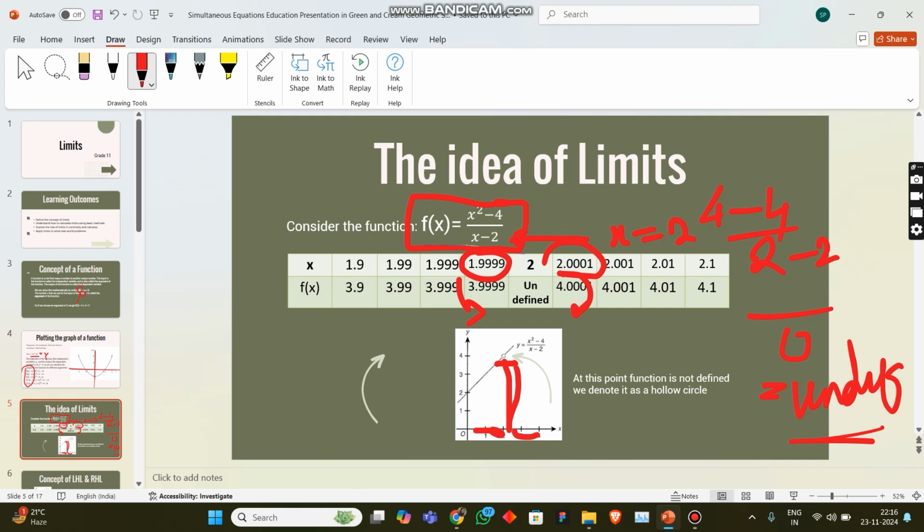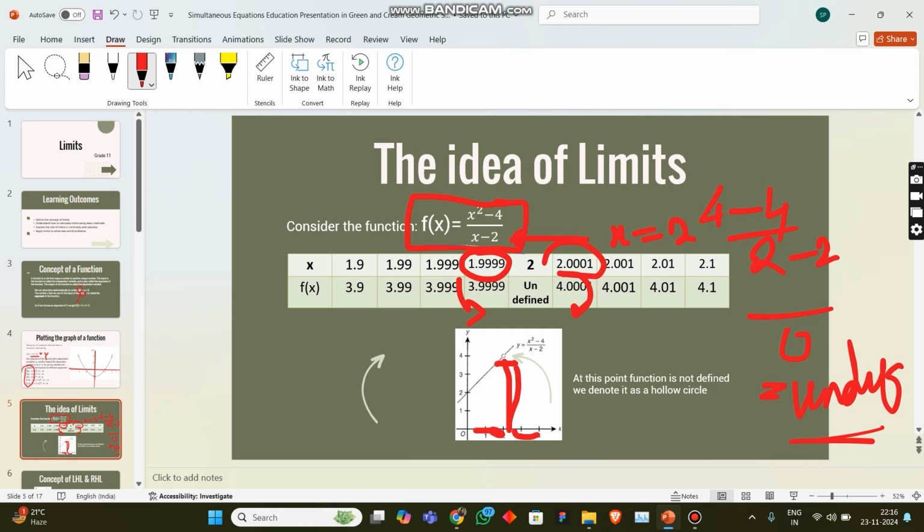1.99999 minus 2 will not equal 0. Point 4 minus 2, it will not result in the value of 0. So we can have some definite value of that function, right? So this is the concept of limit.